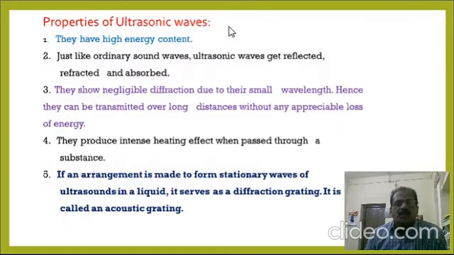Then the properties of the ultrasonic waves: they have high energy content. They have more energy than ordinary light waves. Just like ordinary sound waves, ultrasonic waves get reflected, refracted, and absorbed. Ultrasonic waves get reflected also. It will reflect by sonar. You must have heard about sonar, sound navigation and ranging. So sonar is a device to find out obstacles by passing the ultrasonic waves by the echo method.